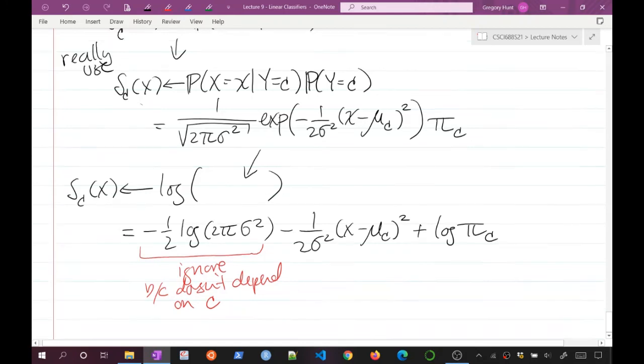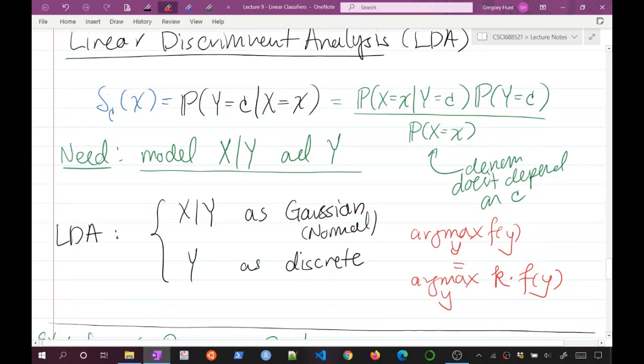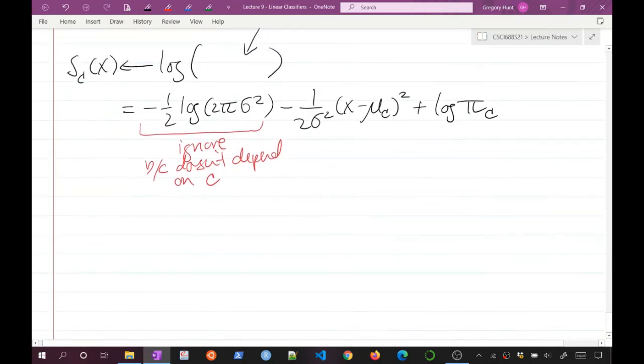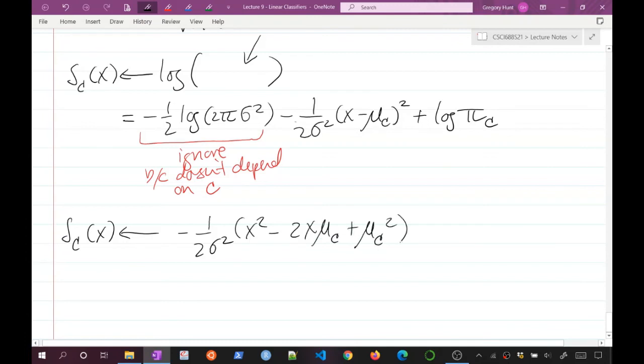That's the nice thing about the discriminant functions. As with the denominator up here, the probability of x, anything that doesn't depend on c you can basically excise out of your discriminant function because it's not going to matter when you're doing the argmax. So our delta c of x, let's look at this last part and square it out. It's 1 over 2 sigma squared times (x squared minus 2x mu c plus mu c squared), plus log pi c.